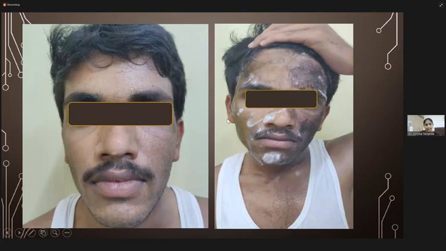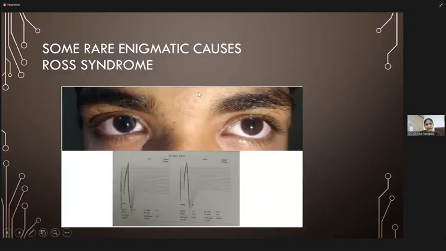Actually, here the abnormality is in the right half of the face, which is anhydrotic. The left side is producing normal sweat. So this was also present in the trunk. This is a rare cause of a segmental sweating abnormality. These are some of the rare enigmatic causes. This is a patient with Ross syndrome.